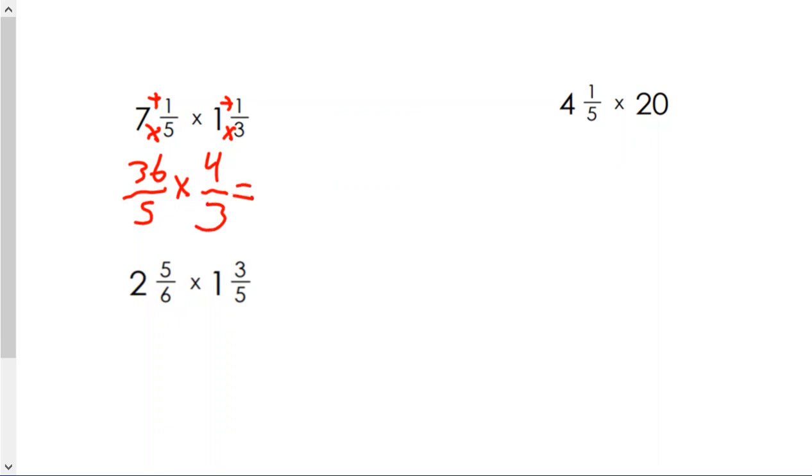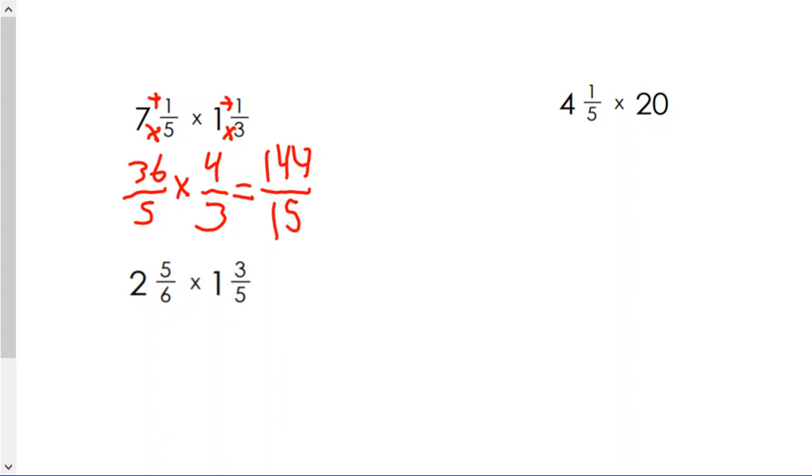Okay, and then we can multiply straight across. 36 times 4. Well, 30 times 4 is 120, and 6 times 4 is 24. So 36 times 4 will give us 144. And then if we multiply the bottom, 5 times 3 will give us 15.